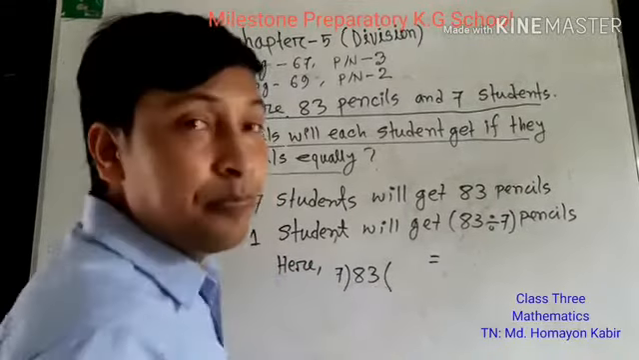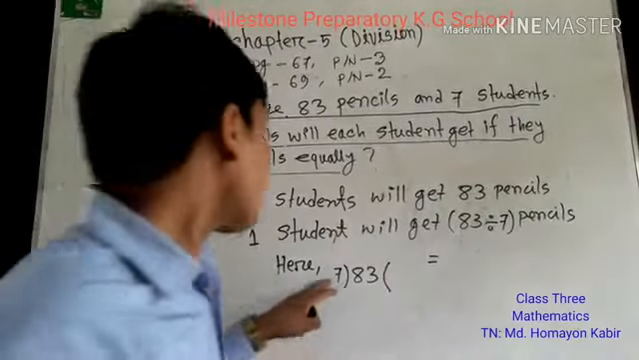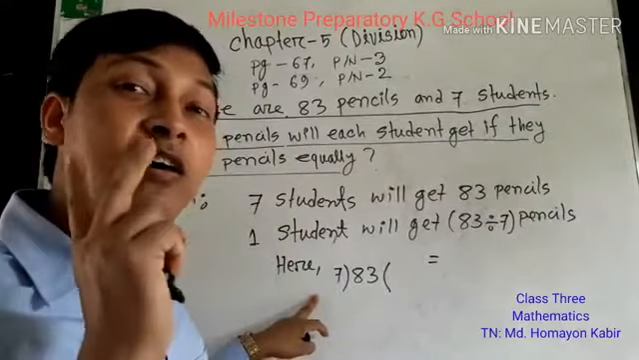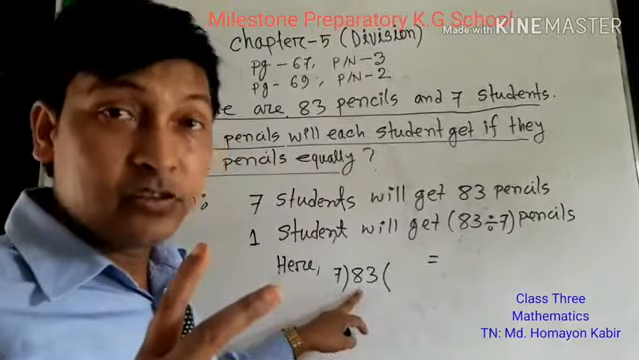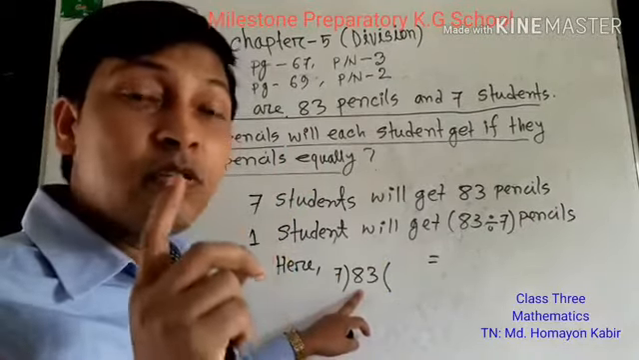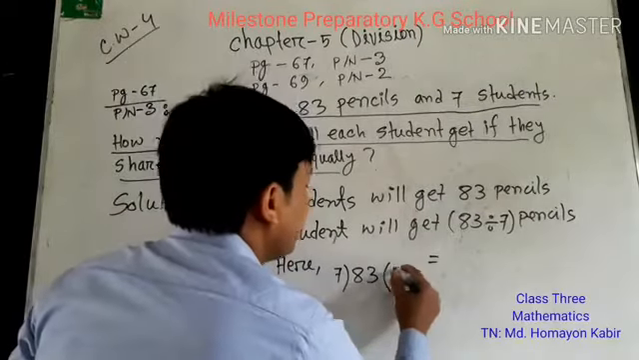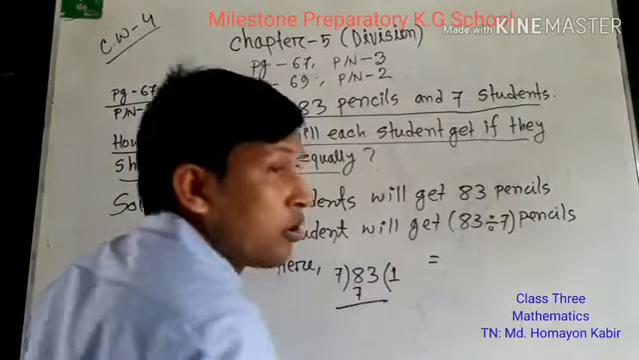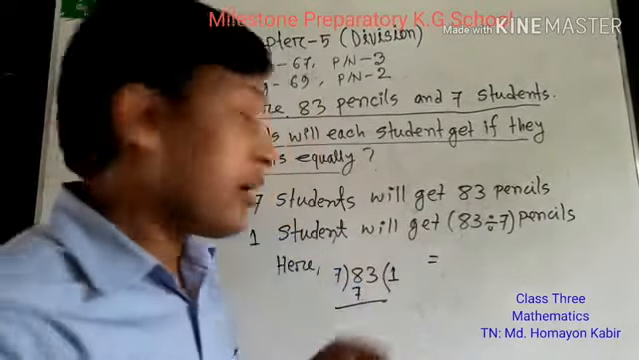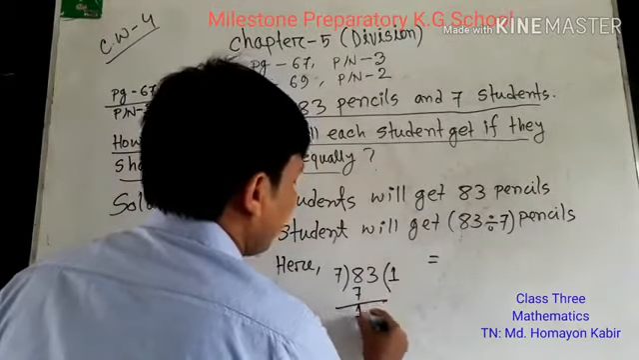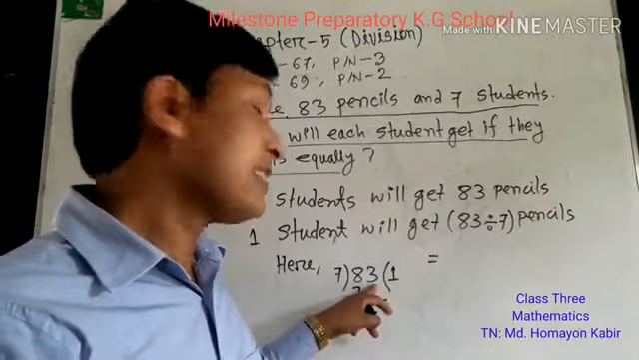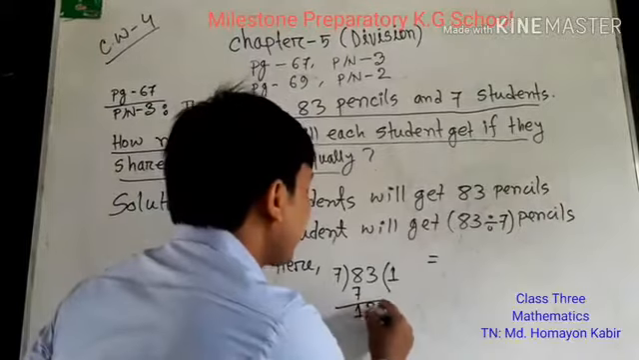So now we count the times table of 7. 7 1s are 7. 7 2s are 14. 14 is greater than 8. That's why we cannot take 14. We'll take only 7. 1 times 7 is 7. So what will we do now? We have to do subtraction. 8 minus 7 is 1. And how many digits are left here? 1 digit. This is 3. Now we bring down 3 beside 1.